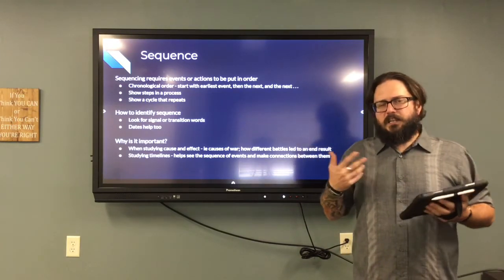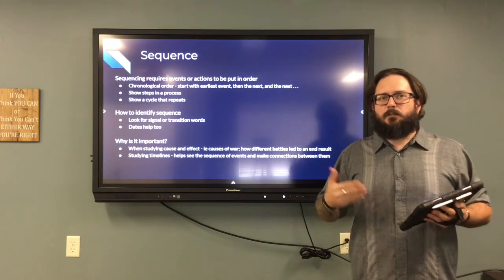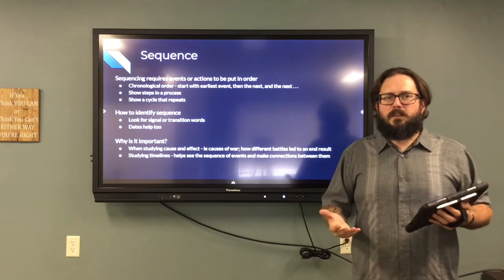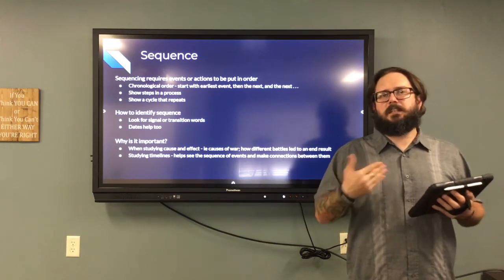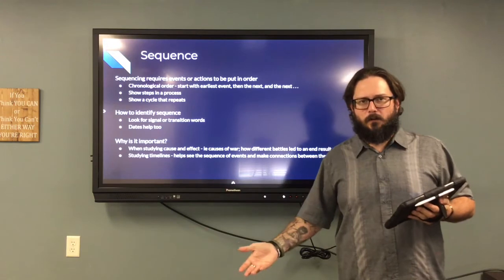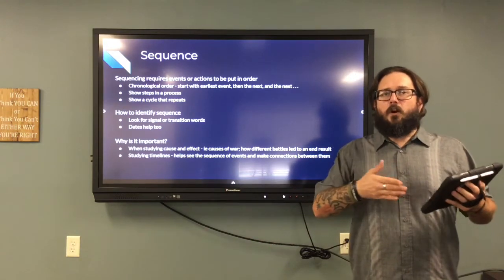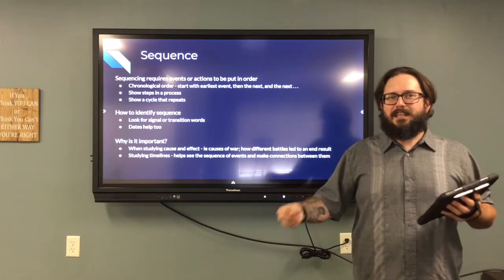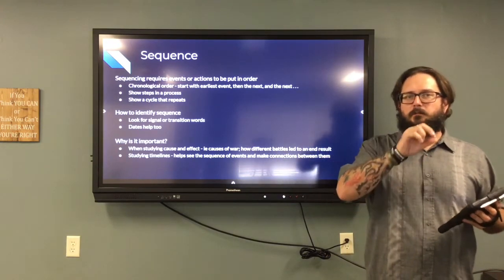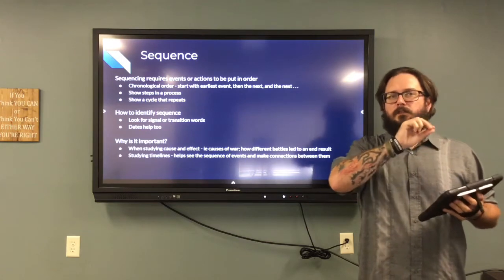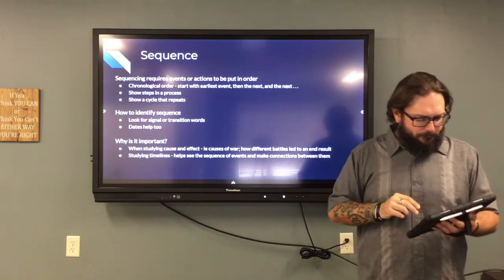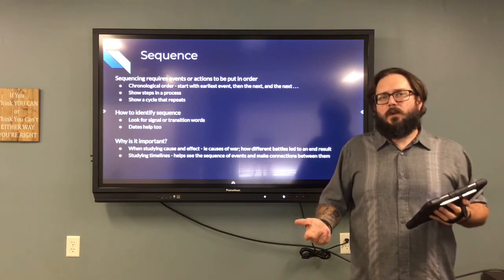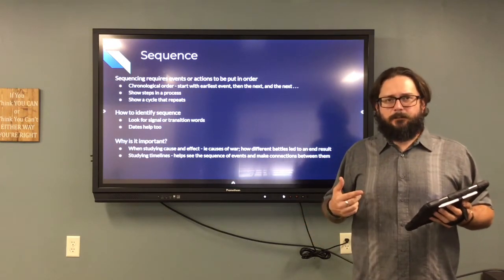An author could use sequencing to show these steps in a process. For example, I mentioned just a moment ago that there are specific steps that must be taken for a bill to become a law. So the author will put those steps in order so that we can see the path that is traveled from the writing of the bill to its passing into law. An author can also use sequencing to show how a cycle repeats.